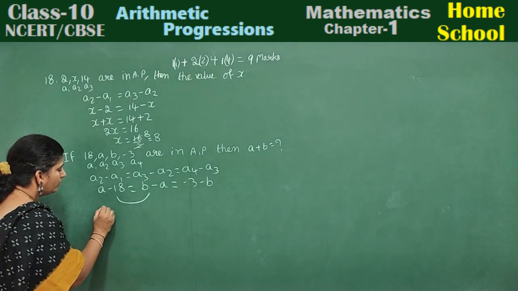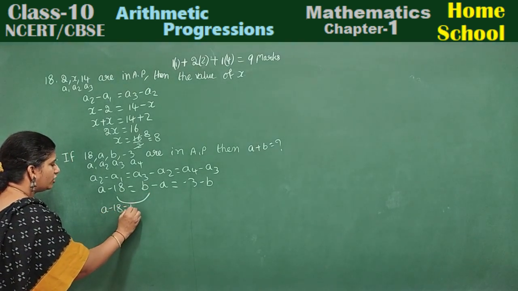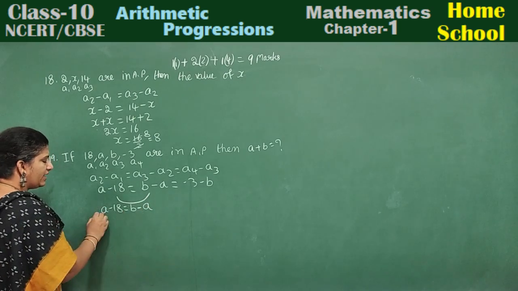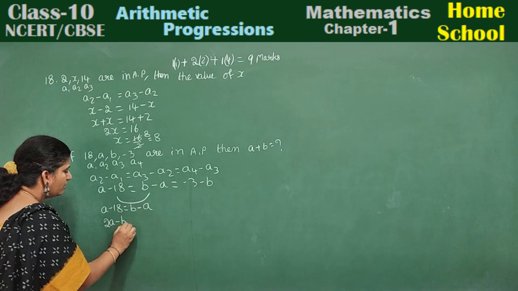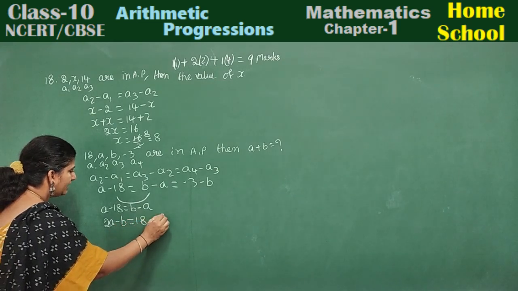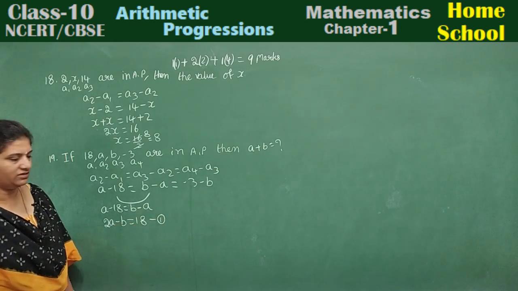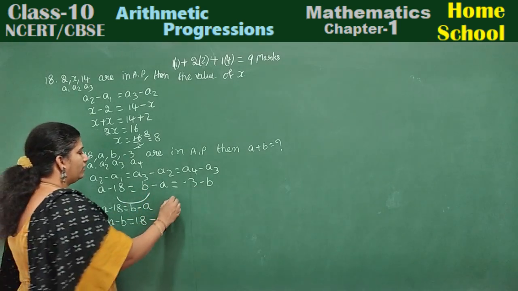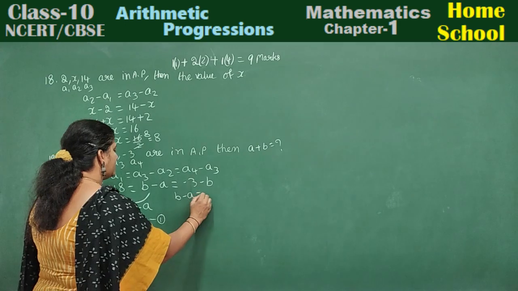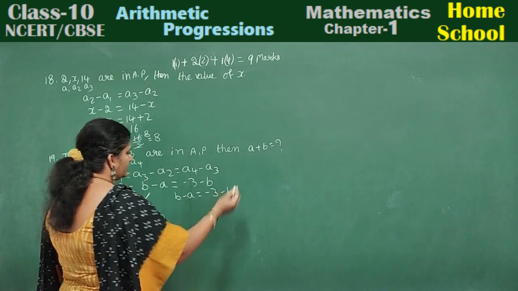Compare these two. A minus 18 is equal to B minus A. Minus a this side, 2a, and b this side, minus b is equal to 18. Mark it first equation. And again, now these two you compare. B minus a is equal to minus 3 minus b.